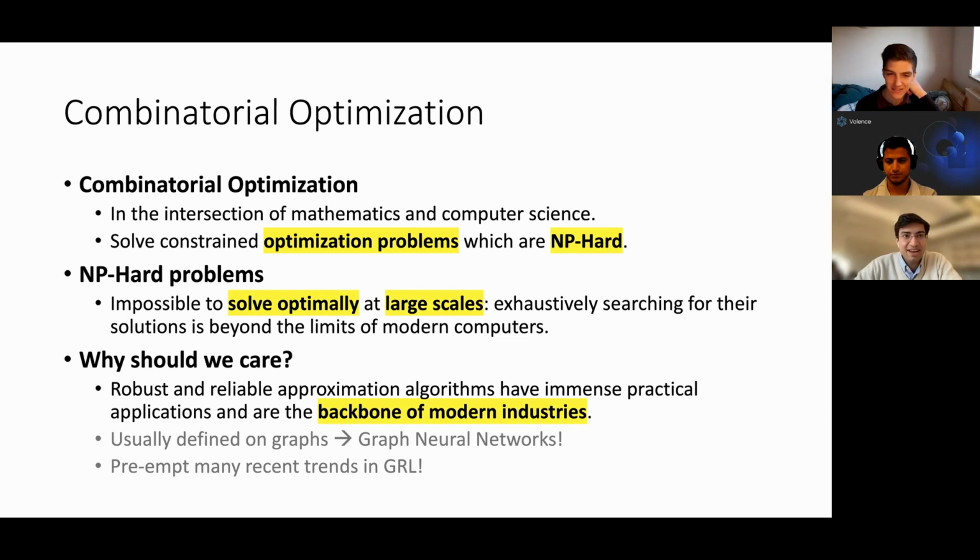And why should we care? Well, these problems are the backbone of many modern industries. And perhaps for this reading group, we should also care because combinatorial problems are usually defined through graphs or sets. And I think we can also preempt many cool recent trends in graph representation learning, as I'll try to show.